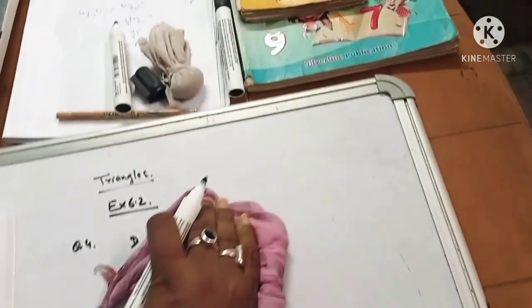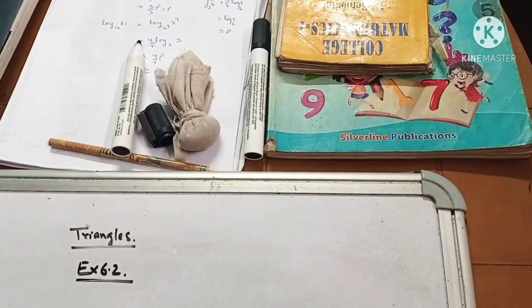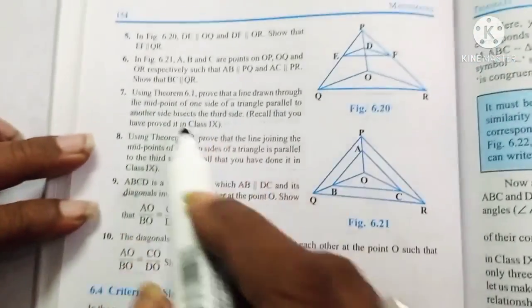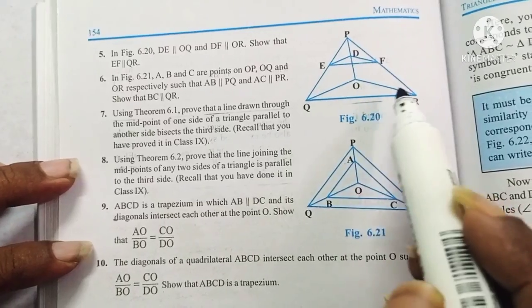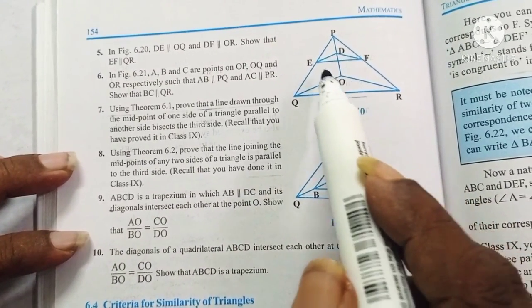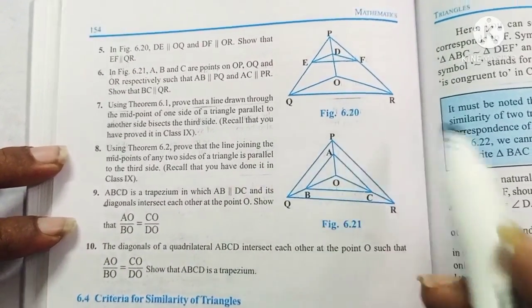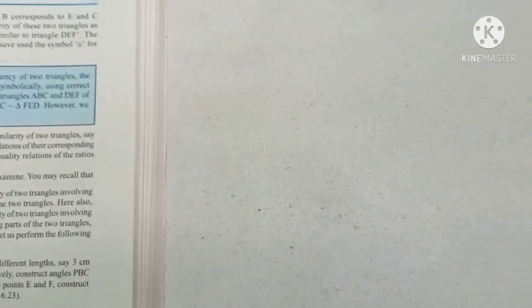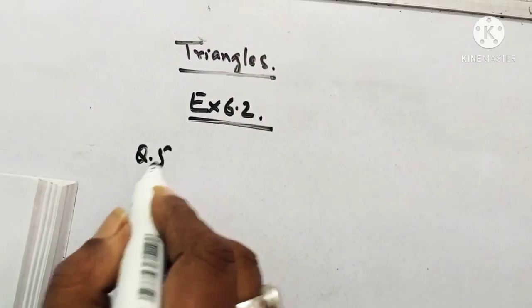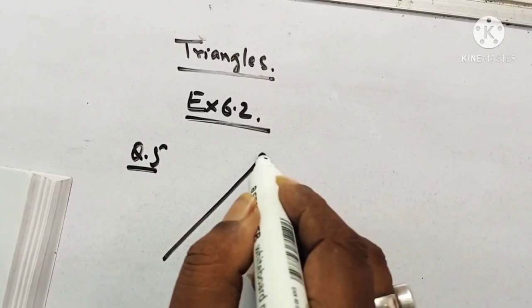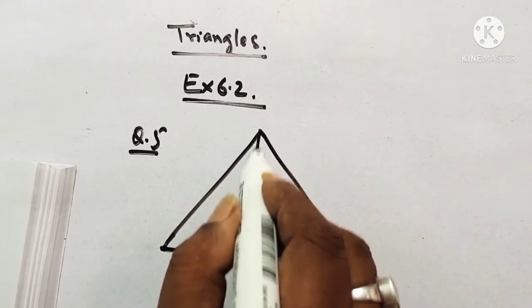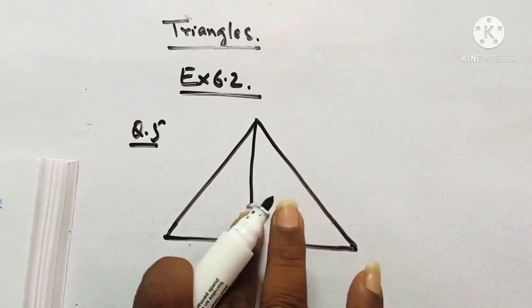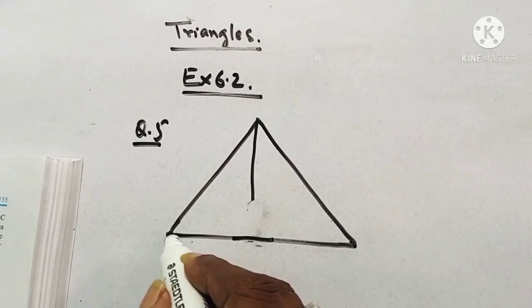Now I am going to question number 5. This is the figure given to you, and here DE is parallel to OQ, DF is parallel to OR. We have to show that EF is parallel to QR. So question number 5. Here you see the figure.